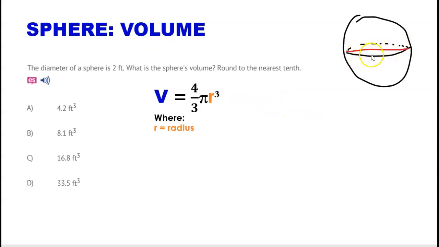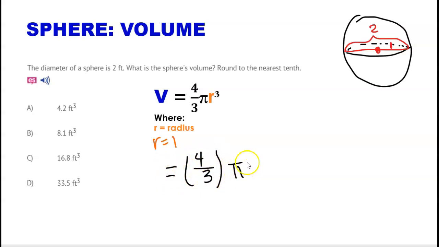All the way across is going to be, the diameter is 2, right? The diameter is 2. So that means that the radius is just 1. Our radius is 1. Okay, so let's plug in here. Our radius is equal to 1. So the volume, the formula goes 4 over 3 times pi times 1 cubed.